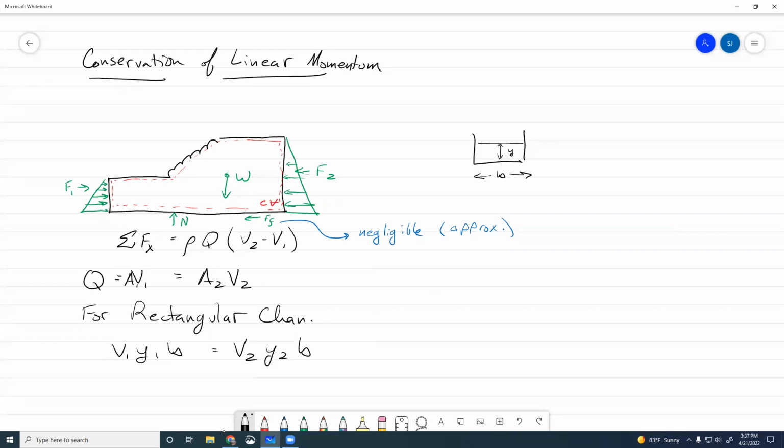And we could use this relationship then to, we'll cross those B's out and we'll solve for one of these. So we'll say V2 is equal to V1 and the ratio of the depths, Y1 over Y2. So stick that in our back pocket for now.